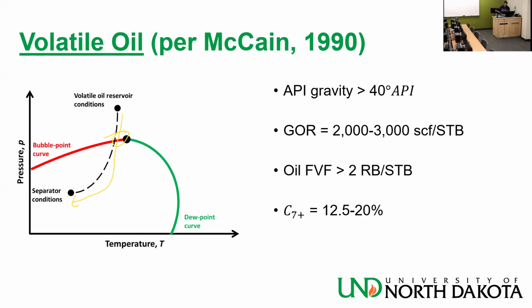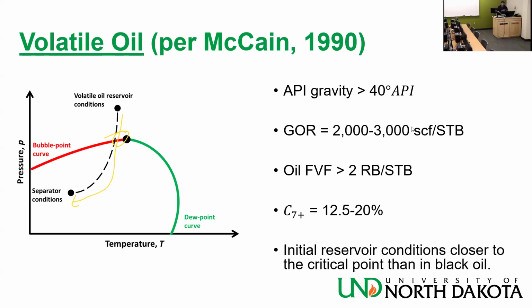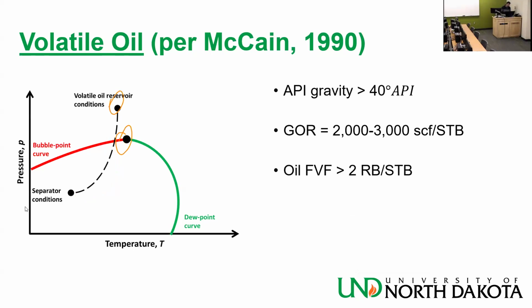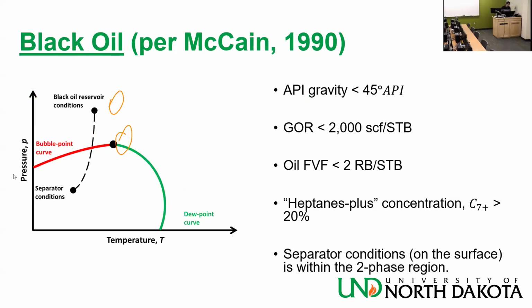C7 plus between 12.5 and 20%, and initial reservoir conditions are closer to the critical point than in black oil. This is an important point. Initial reservoir conditions are closer to the critical point than, so compare this and this. To, and look, I left them there. Let's use different colors. To this and this.